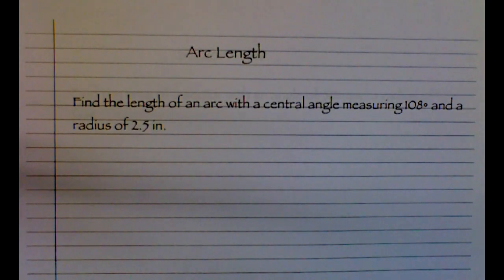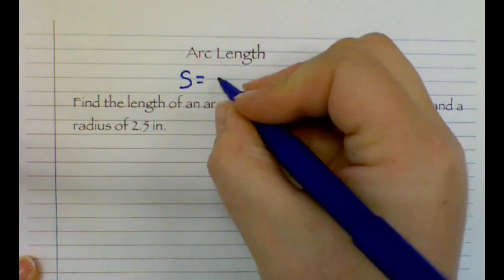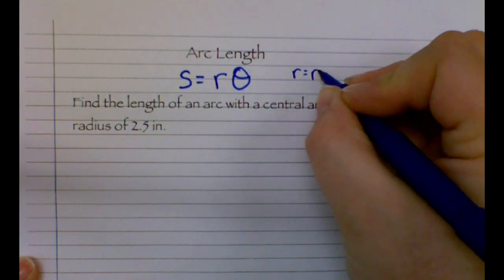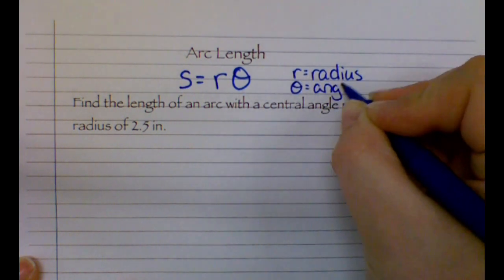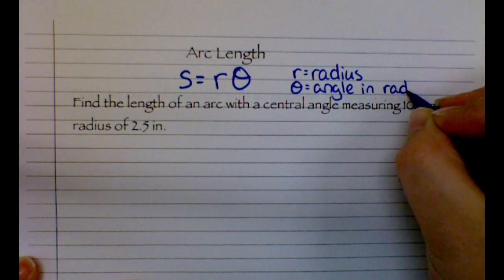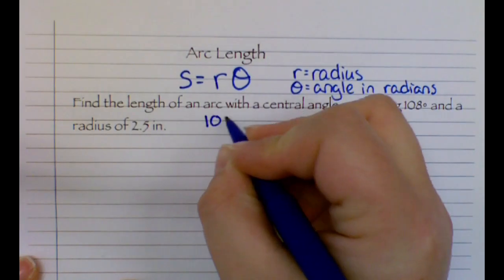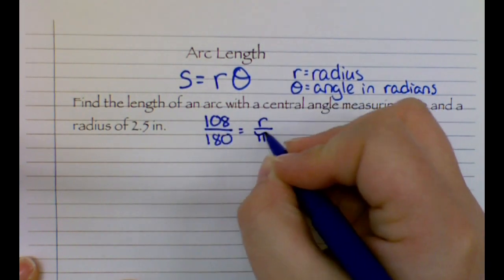Arc length. The arc length formula, we use S for arc length, equals r theta. And remember that r is the radius, and theta is the angle in radians. You have to be in radians for this arc length formula. So if I find the length of an arc with a central angle measuring 108 degrees and a radius of 2.5 inches, I need to start by changing my angle to radians. So remember, 108 over 180 equals r over pi.